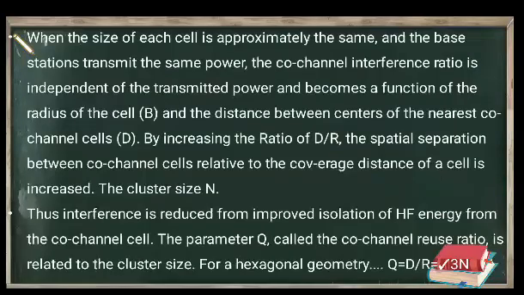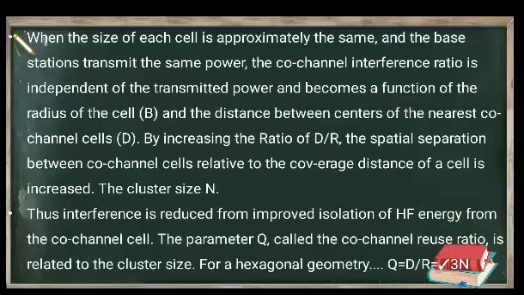Okay, when the size of each cell is approximately the same and the base station transmits the same power, the co-channel interference ratio is independent of the transmitted power and becomes a function of the radius of the cell and the distance between the centers of the nearest co-channel cells.